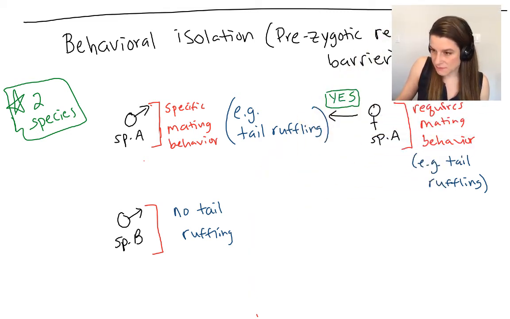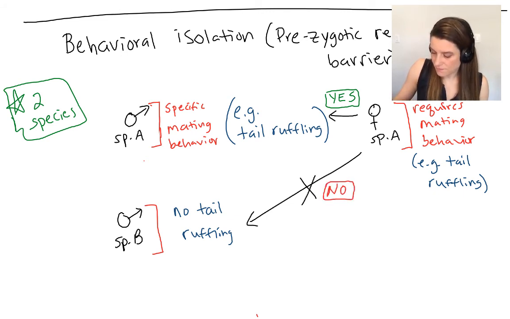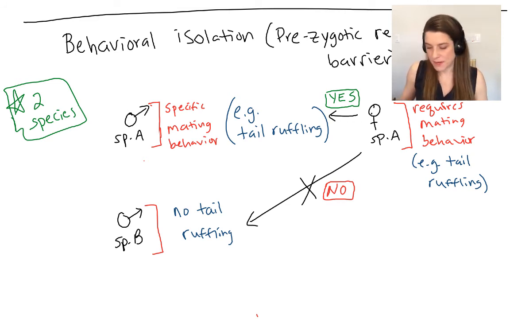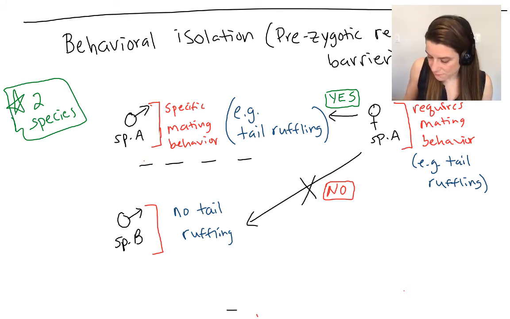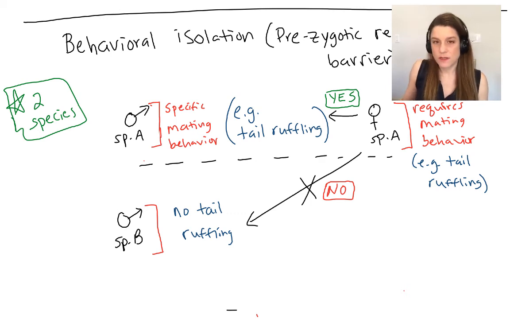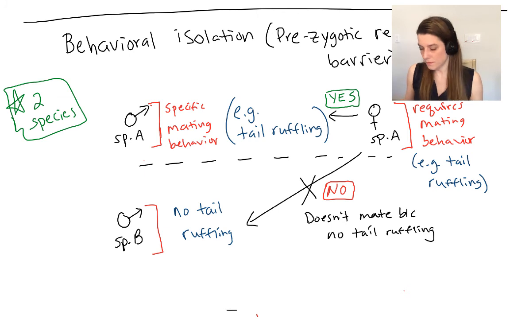But she does not mate, and if you can't distinguish between red and green, it doesn't matter. But for those of you who can, I'm drawing it in different colors. But the yes and the no: the female doesn't mate with the male that doesn't tail ruffle, and thus she doesn't mix her genes with species B. So what this creates in the end is reinforcing that barrier, preventing those species from fusing, if you want to consider that. So it doesn't mate because no tail ruffling. Great.